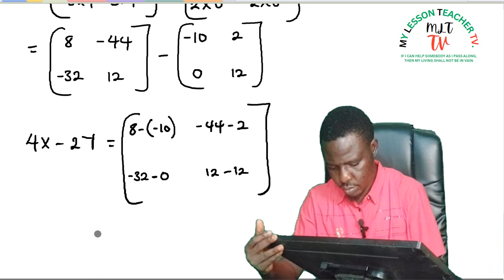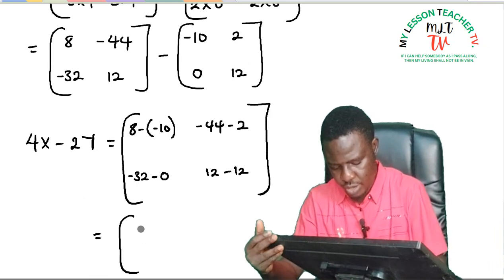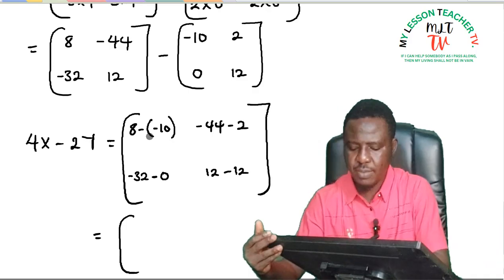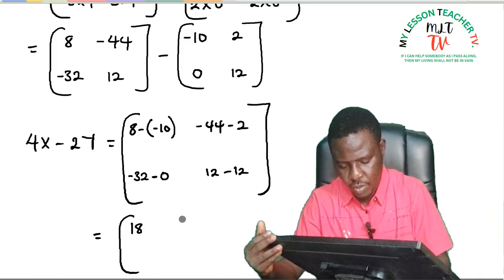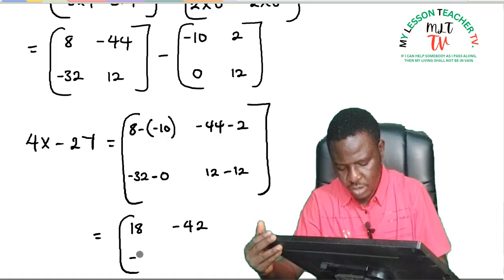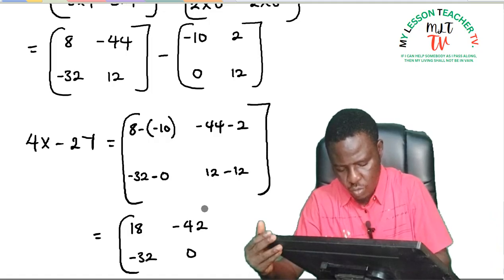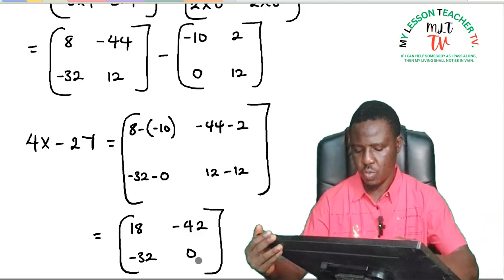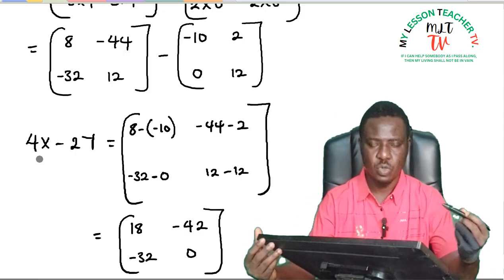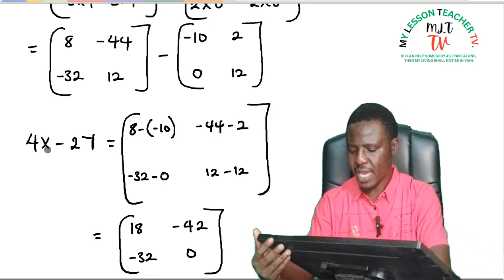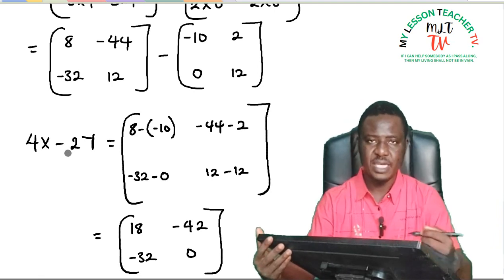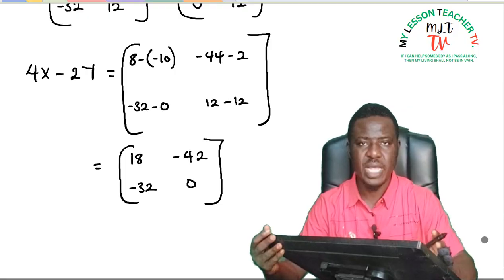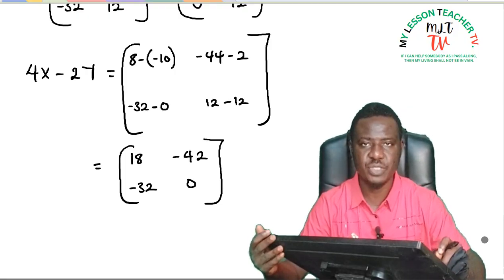This is equal to a new matrix. This becomes 8 minus minus 10, which means 8 plus 10, and 8 plus 10 is 18, while this is minus 46, and this is minus 32, and we have 0. So this is what you get when you are asked to find 4X minus 2Y. All you need to do is to multiply the matrix X by 4, as well as multiply matrix Y by 2, and then find the difference. So these are the answers you will get in scalar multiplication of matrices.